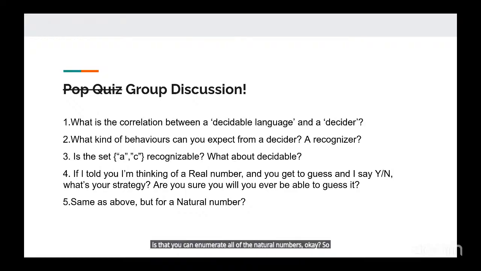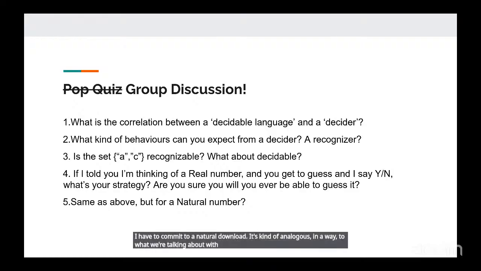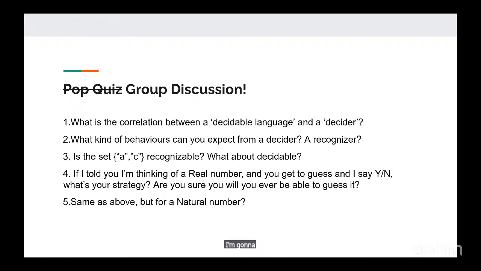So if we're playing this game, what's going to happen is that if we're working with the natural numbers, I have to commit to a natural number. It's kind of analogous to what we were talking about with the DFA proofs: I have to commit. I'm going to build a DFA with k states, or I'm going to choose a natural number x. At that point, I'm locked in with that natural number x. So you can just guess everything from 0 and eventually get up to x. Eventually you'll get there, right? Eventually you will guess my number.